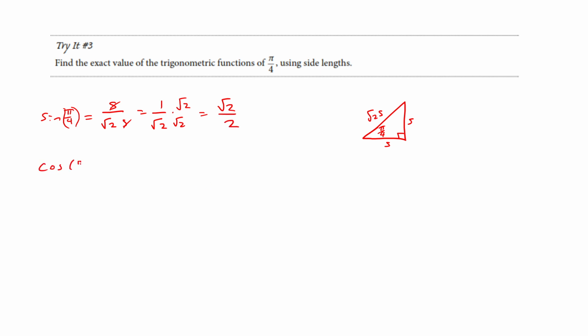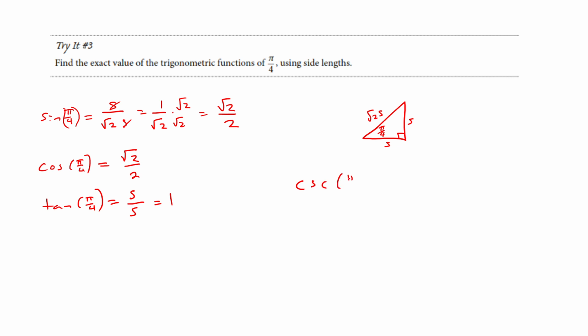Now, cosine is pi over 4 of pi over 4. Do you see it's going to be the same thing? So cosine is going to be adjacent over hypotenuse, but all the values are the same. So we're going to still wind up with radical 2 over 2. Tangent of pi over 4 is going to be the opposite over the adjacent. Well, that's s over s. And that's 1.